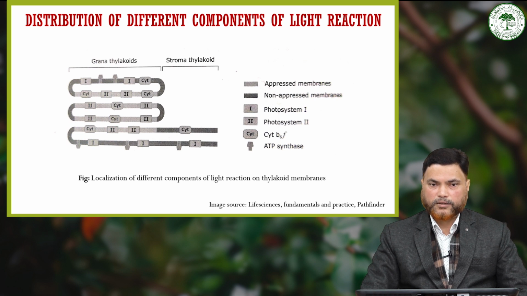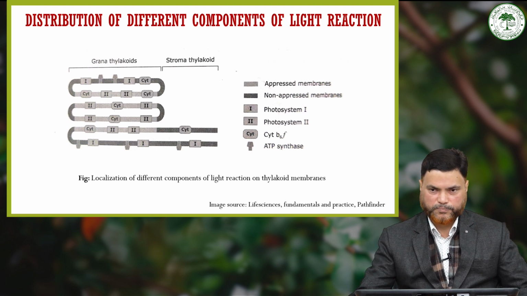So, you see in the figure, the appressed region is in the light color, whereas the non-appressed region appears dark in color. And it is very important to mention here that photosystem 2 units are located almost exclusively in the appressed region, while photosystem 1 and ATP synthase are located in non-appressed regions. The cytochrome b6f complex is uniformly distributed throughout the membrane system.